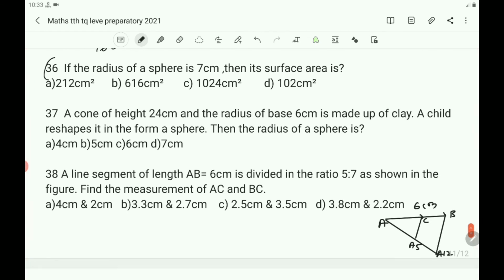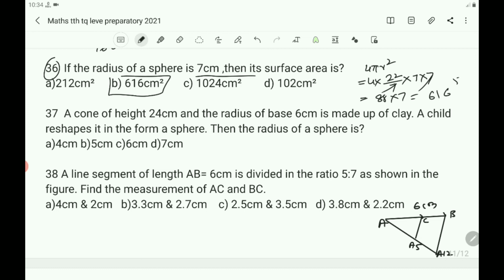If the radius of a sphere is 7 cm, then its surface area is. Then what is the formula to find the surface area of the sphere? That is 4 pi r square. That is 4 into pi is 22 by 7 into r is 7 into 7. Cancels. Here 1 7 remaining. Then 22 4s are 88 into 7. 8 7s are 56. 8 7s are 56 plus 6, 616. You will get 616 cm square.